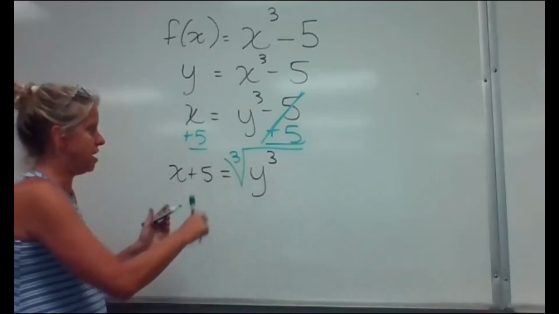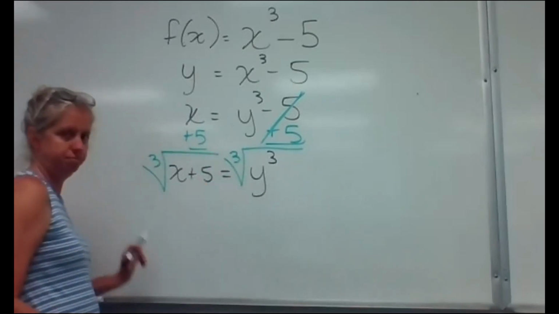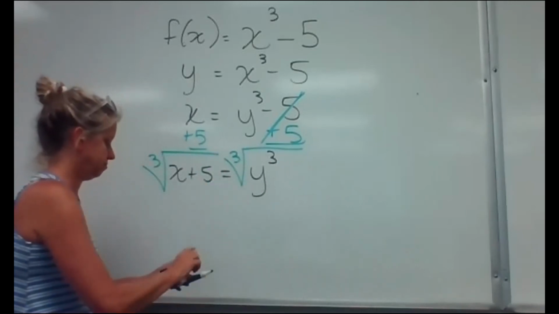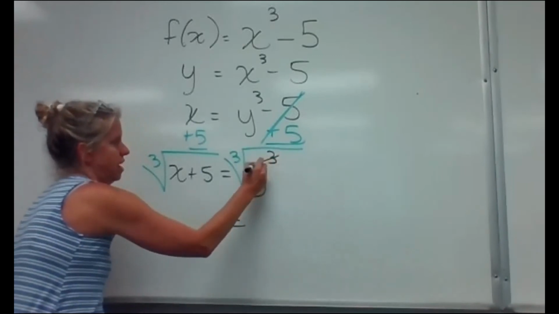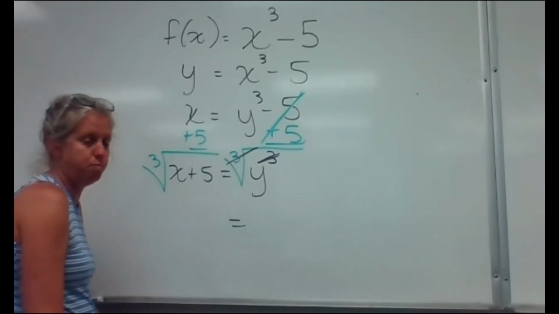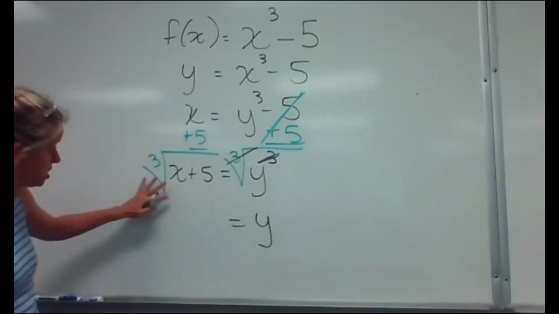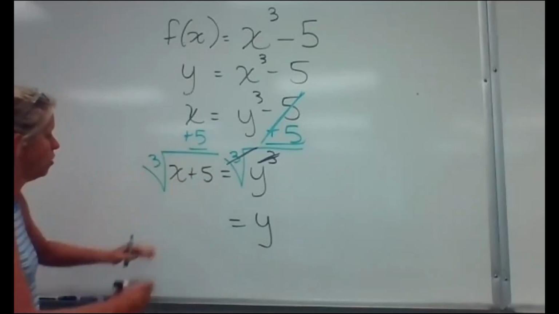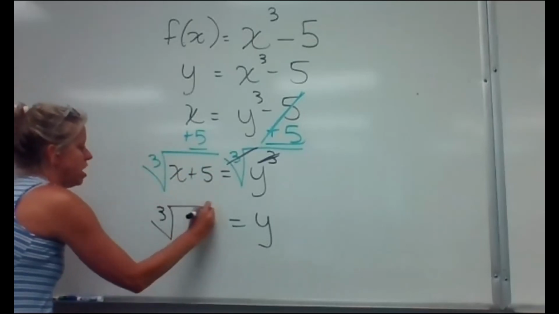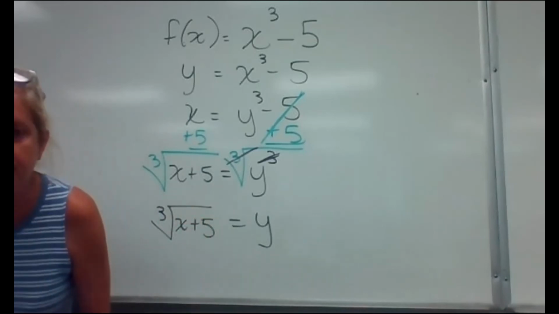If I did it to the right side, I have to do the same thing over here. So like I said, this cube root cancels that cube power. There's your y all by itself. This is what your inverse is. That whole thing. The cube root of x plus 5.